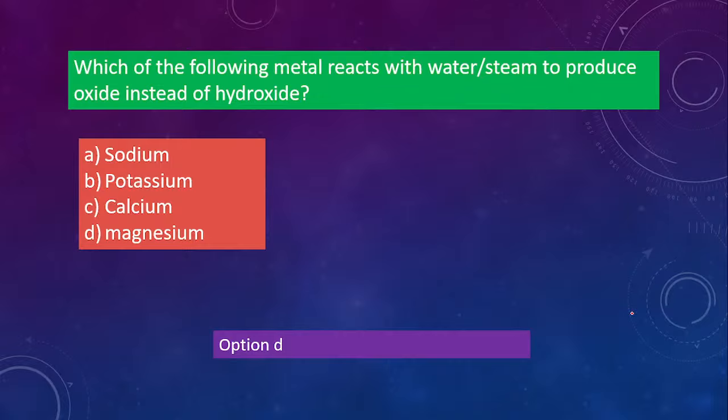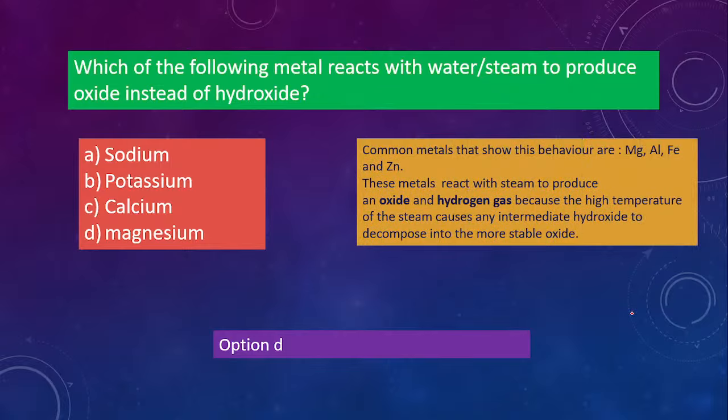Okay, let's do the answer. It is magnesium. Okay, so magnesium, aluminium, iron, and zinc. They will show the same thing. So the answer can be any of these four. Magnesium, aluminium, iron, and zinc. If any one of these is an option, that will be the answer for this type of question. They will react with steam and they will form oxide. They will not form hydroxide, and hydrogen gas will also be produced along with oxide.